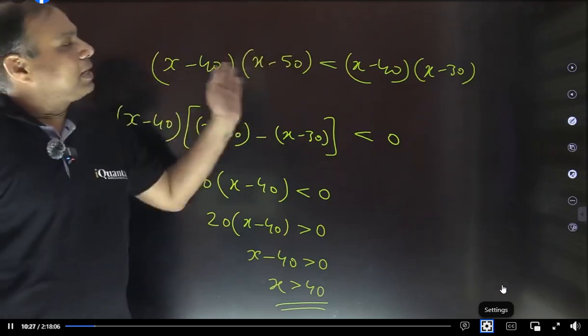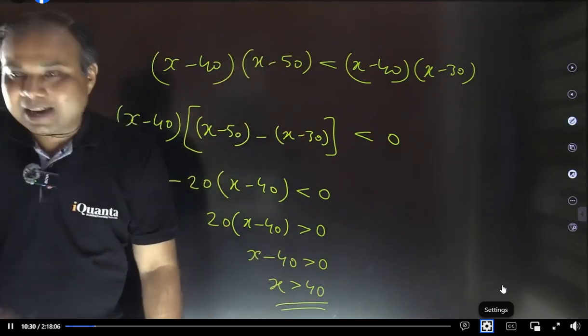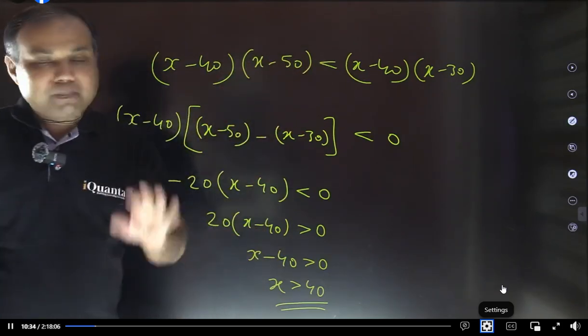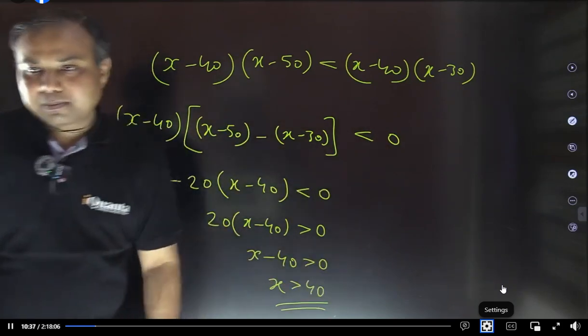If we cancel x minus 40, then what are you going to get? Pata nahi. Okay, so we can't cancel. So whenever we are having an inequality case, it is always better to make one side 0 or a constant number. Fine.